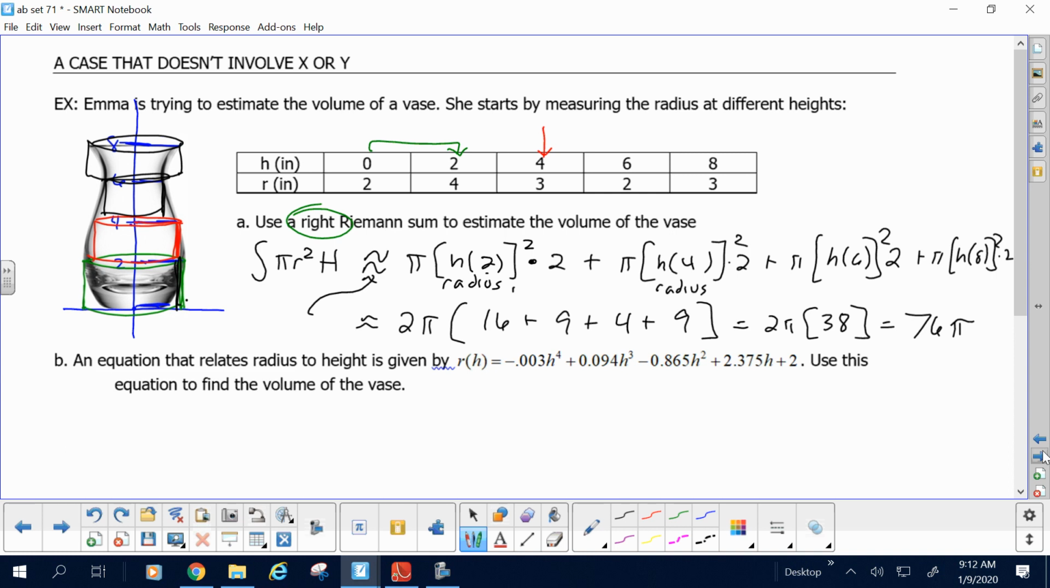Let's include units here. What are the units? Inches cubed. Now, in the AP test, they would say in the question, I want you to indicate units of measurement. Are you with me?